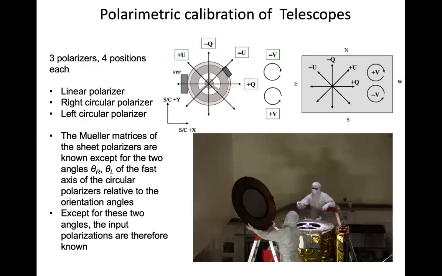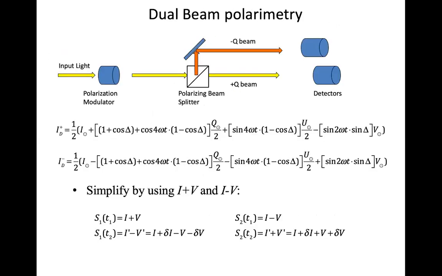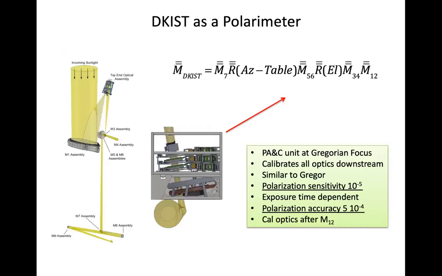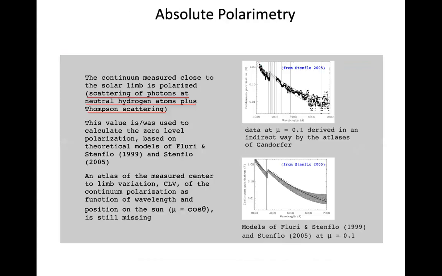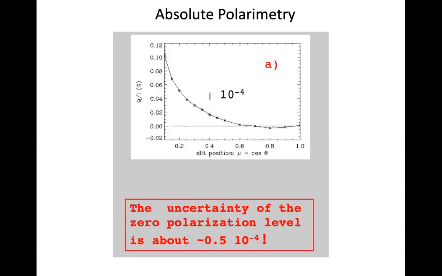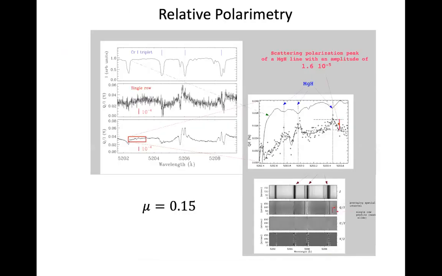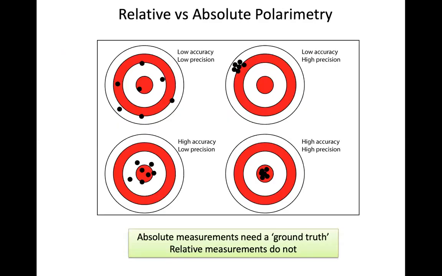So basically that's how you do absolute polarimetry, and I know I went really fast. But I hope you more or less got the basic idea. The bottom line is that for doing something absolute, you need a reference to measure and compare with. And when you do relative, you also need a reference, but it's within your system. You don't go outside to get a reference, right?